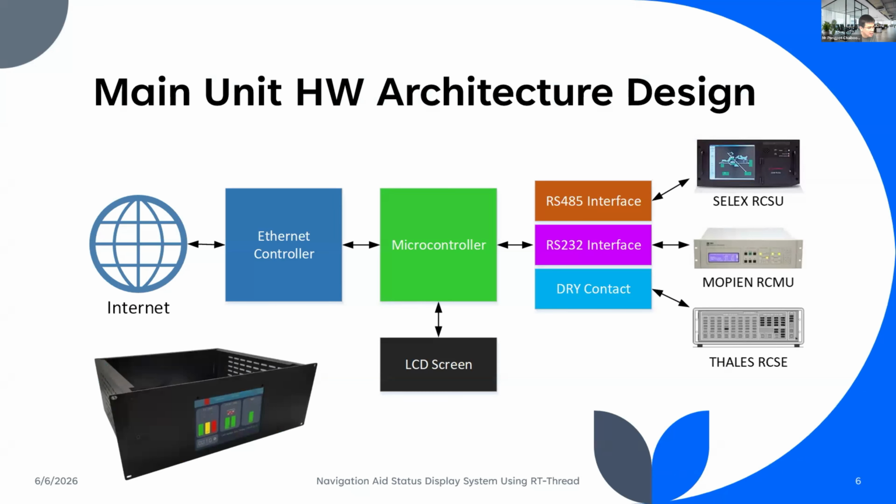So this is the hardware architecture of the main unit. Mostly on the right-hand side is the RCSU. It stands for remote control and status unit, from the manufacturer of the navigation aid equipment inside the airport. All of them have an output interface like RS485, RS232, or dry contact. We can collect the navigation aid status by connecting this data to the main unit.